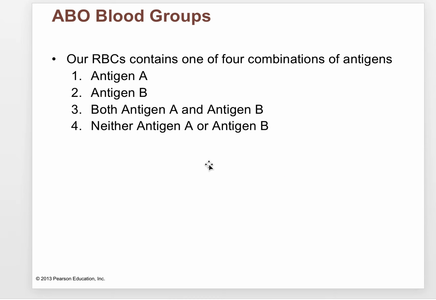Let's talk about the blood transfusion specifically. The red blood cells have one of four combinations of antigens. They can either have antigen A or antigen B, or they can have both antigen A and antigen B, or they can have neither antigen A nor antigen B. These are antigens that are found in the different blood cells. You're born with one of these four types of antigens of A and B.